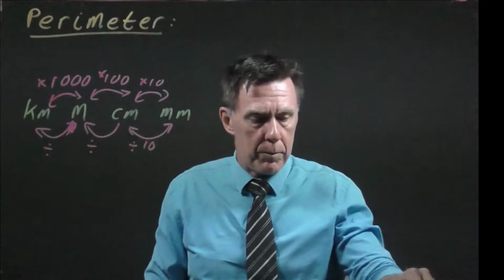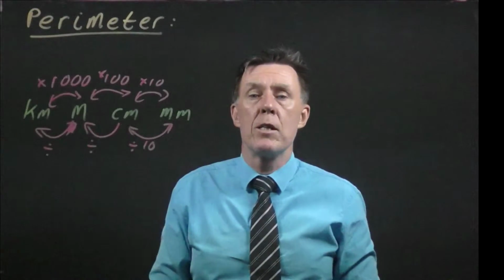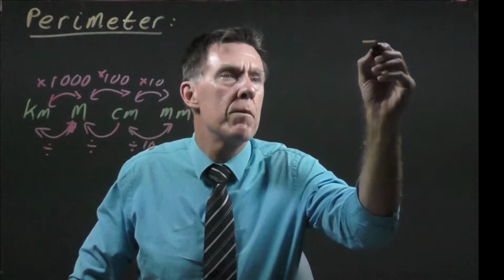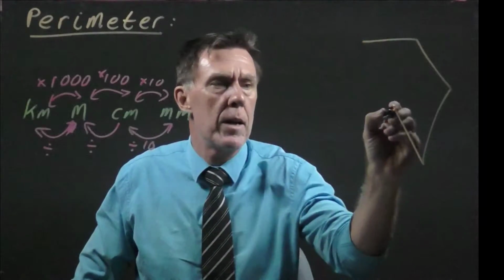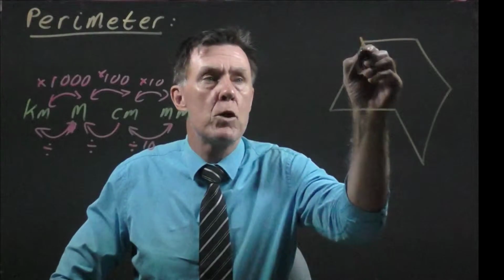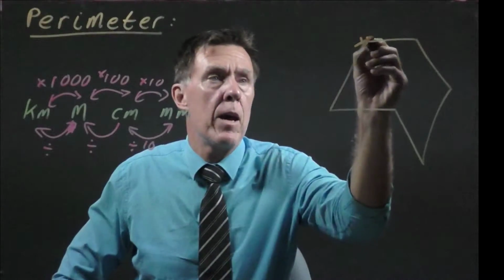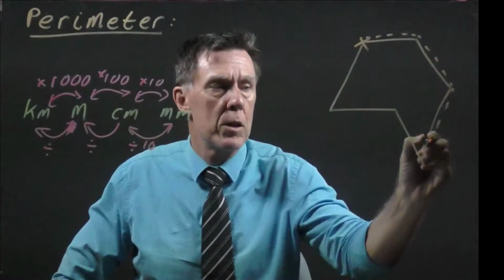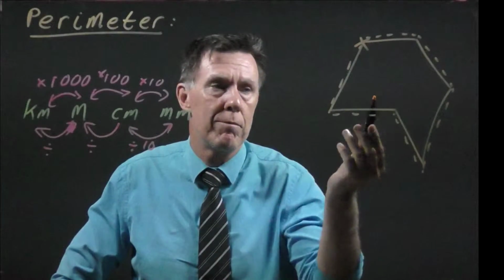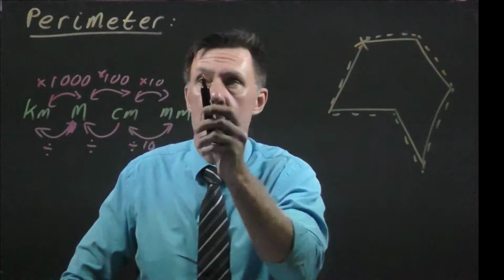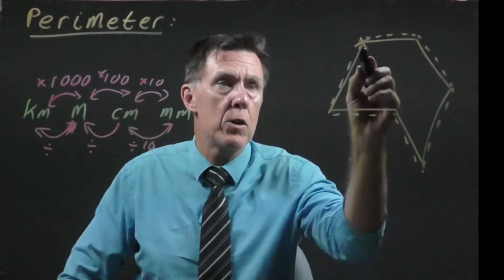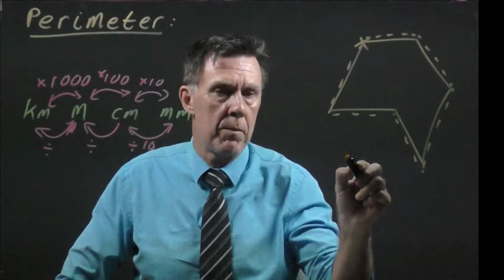Now, perimeter. Perimeter is just the distance around the outside. Whatever shape you have, it doesn't matter how messy or ugly it is, if you start at a certain position and walk along each of the edges, you've got the perimeter. The word perimeter means outside: peri, meaning outside, meter, to measure. So it's the outside measurement.